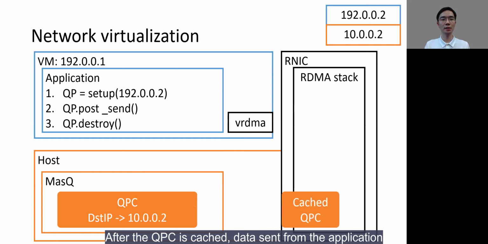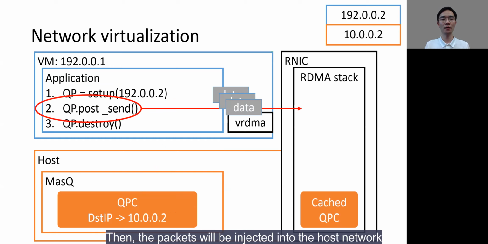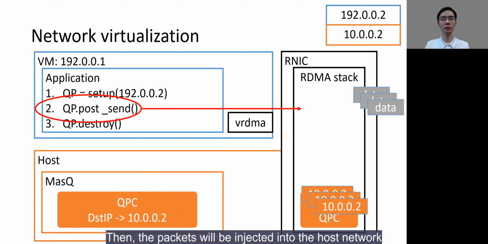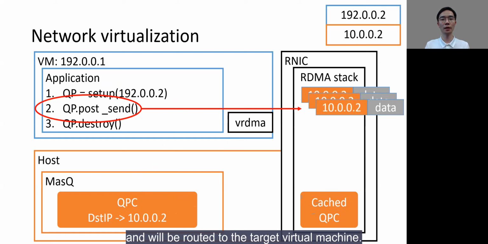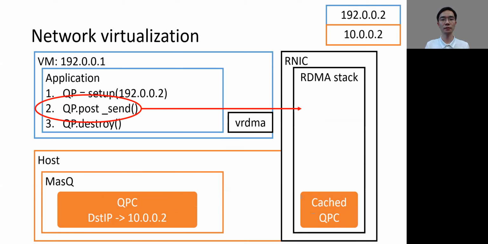After the QPC is cached, data sent from the application will be encapsulated with the host IP by the RDMA stack. Then the packets will be injected into the host network and will be routed to the target virtual machine. To this point, network virtualization is achieved.